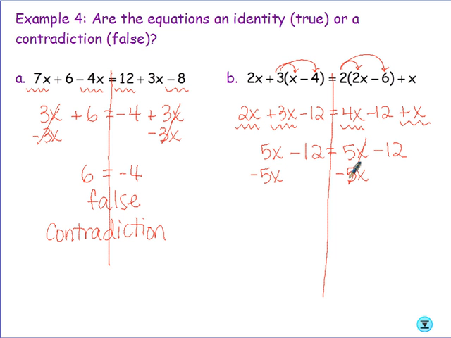Well, those cancel, and on the left side they also cancel. We're left with negative 12 equals negative 12. Those two numbers are exactly alike. If they're exactly alike, that is definitely a true statement, which means if we look up here, true means that we have an identity. Okay, so now we are going on to absolute value equations.